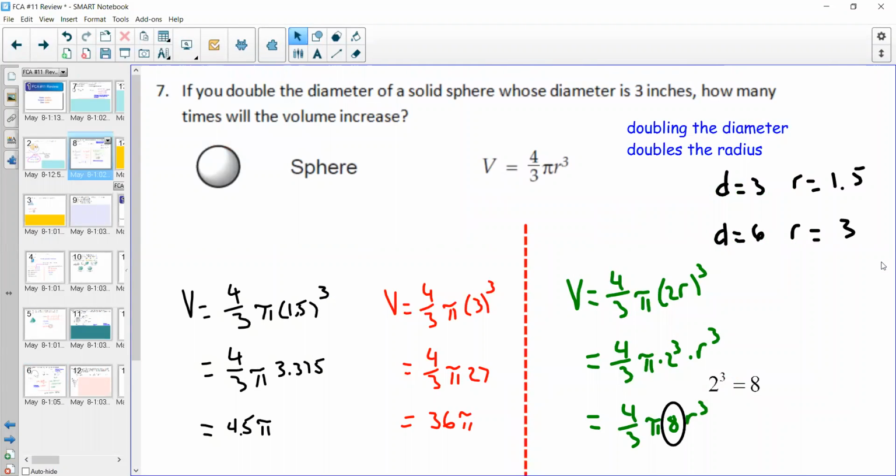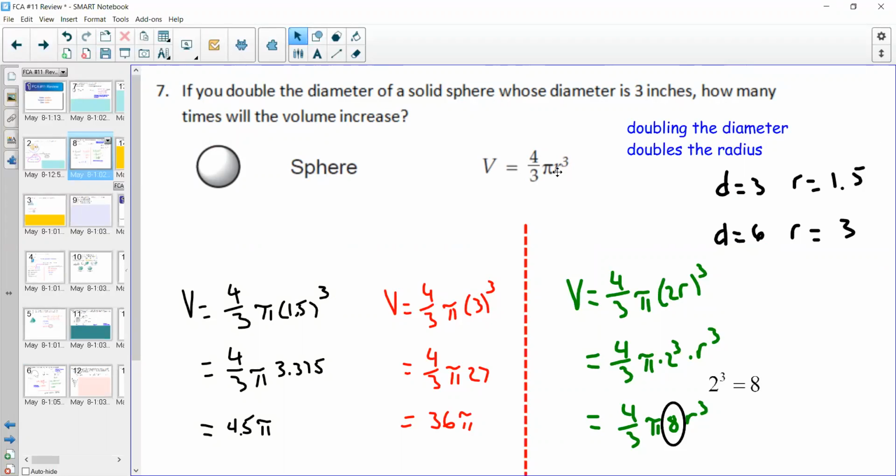Okay, one of the other things that may not be apparent is what happens when you double or you triple dimensions. What happens to the surface area or to the volume? So for example, with number 7, it says if you double the diameter of a solid sphere whose diameter is 3 inches, how many times will the volume increase? So if you look at the volume formula for a sphere, notice that you're cubing the length of the radius.